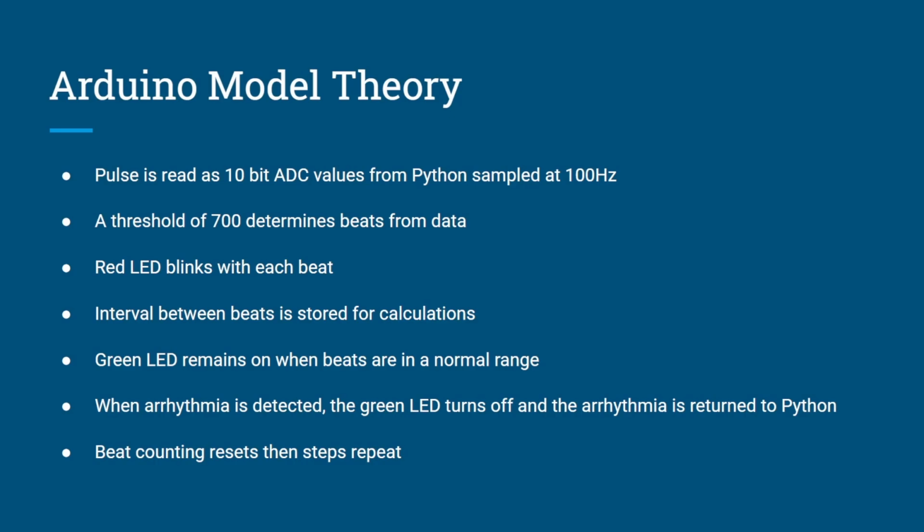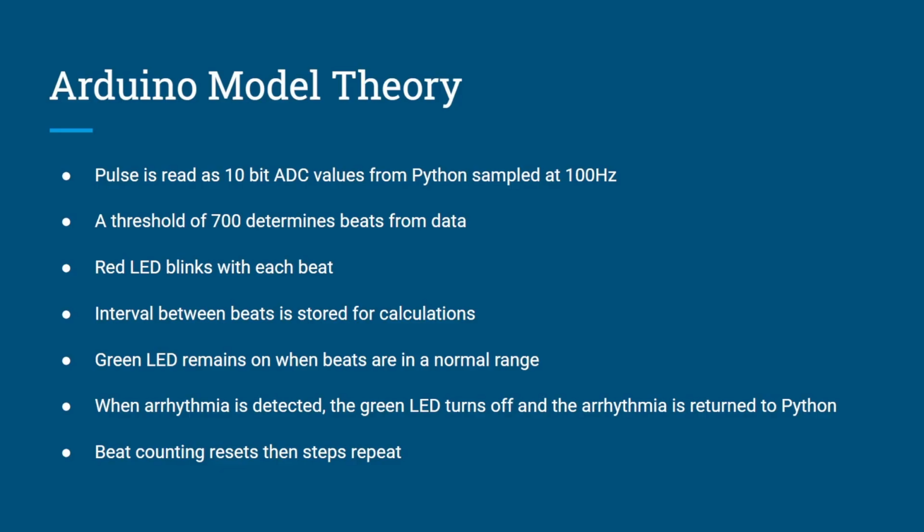The Arduino model is basically just reading the 10-bit ADC value from Python, which is sampled at 100 hertz. So at 100 times every second, we're grabbing a value from the Python plot. And it has a threshold of 700 to detect the beats from the data. So what I have in my program is that it needs to have read a value below 700 and then read a value above 700, and that will register as a pulse. So this is what we call rising clock data. So I'm only reading the front end of the pulse. I'm not reading the back half of it at all.